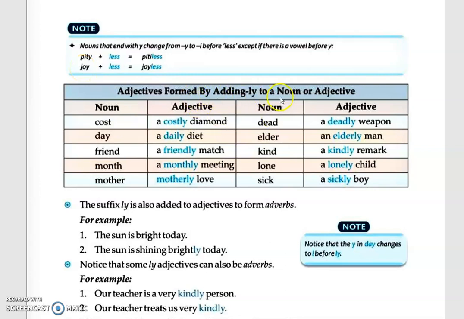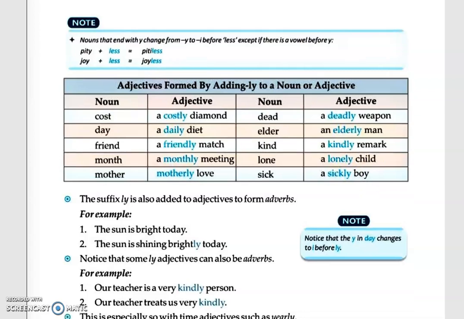Now adjectives formed by adding ly to a noun or adjective. Now let us see how we can add ly to a noun or an adjective. Cost, costly, day, daily. Now look at this, day and then daily. We have added a ly and also an I. Friendly, monthly, motherly, deadly, elderly, kindly, lonely, sickly. We are adding ly to create adjectives here.